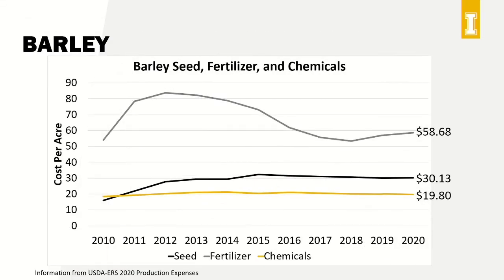Now we're going to get into commodity specific. We have barley: seed, fertilizer, and chemicals. You can see that the fertilizer did increase this year. You see that seed and chemicals really had no change from last year. However, that fertilizer increase really might have hurt you and maybe dinged your wallet a little bit. Hopefully you were able to prepay, because fertilizer prices seem to follow that crude oil price.